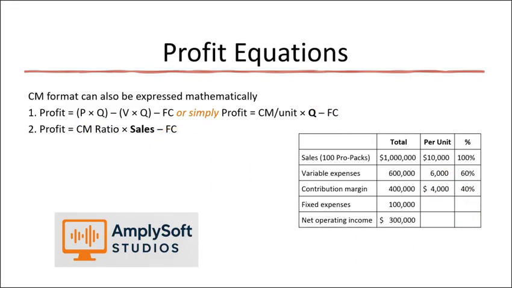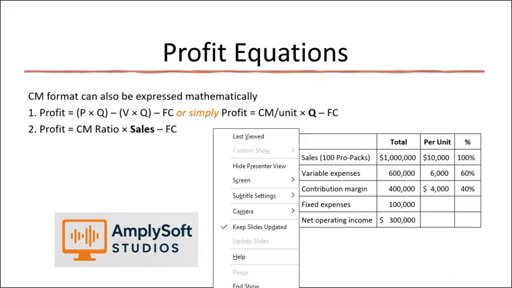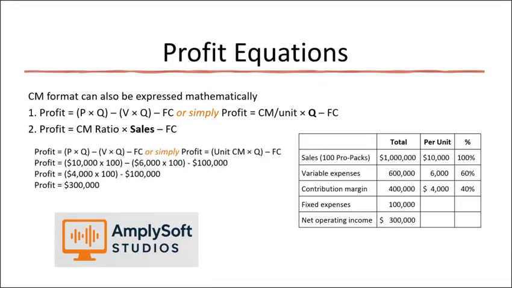For example, what is the profit if 100 packs are sold from our original data? We know that to be this amount right here, $300,000. Now let's show that using the profit equation. So $10,000 price per unit times 100 units minus $6,000 of variable cost per unit times 100. That simplifies to 4,000 times 100 minus our fixed cost of $100,000 equals a profit of $300,000. Both of these equations work. Just pick the one that best fits the data that you have.